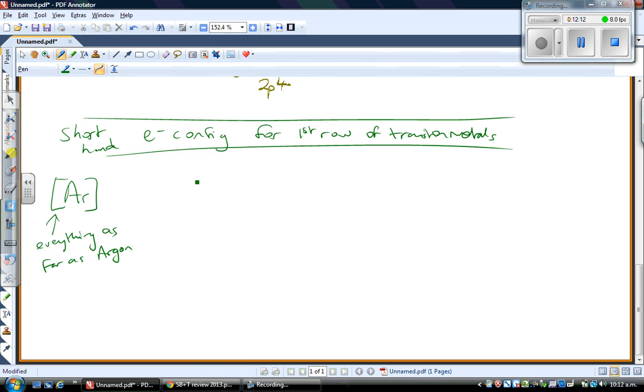So what we're going to write down is 3d and then 4s, because that would be the written order. 3d comes before 4s, but according to the filling order, the 4s is filled first, so you put 2 electrons in the 4s, and then your 1 electron is left over for the 3d. That would be the electron configuration of scandium.